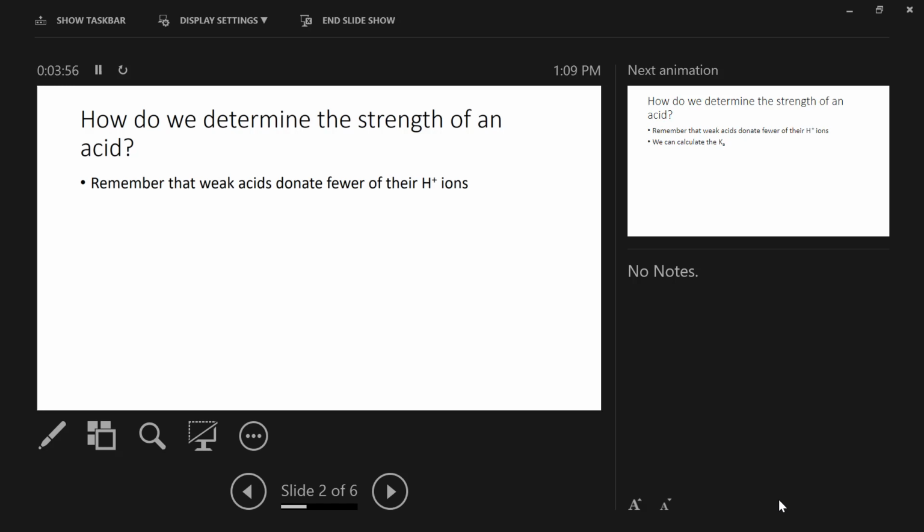Okay, and we're like, okay, cool, but we're still just talking about qualitatively, right? This donates all, this donates some. Let's put some hard numbers on it, shall we? And here's how we determine the strength of an acid quantitatively. What we do is this. We calculate what's called the Ka.